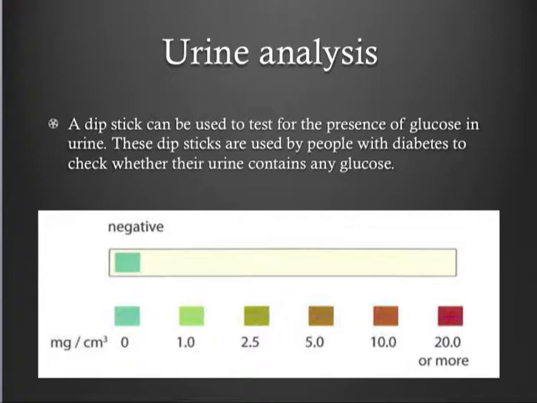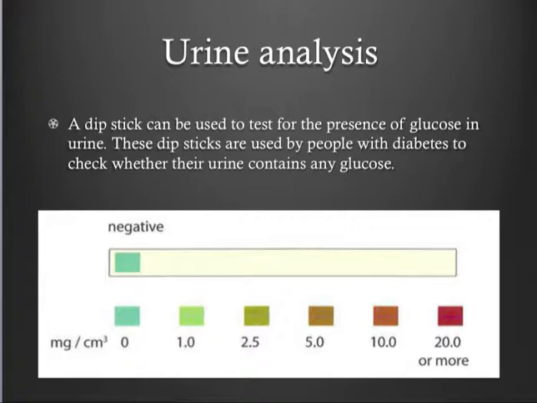Peroxidase catalyzes a reaction between hydrogen peroxide and a colorless chemical in the pad, and it will form a brown compound. The resulting color of the pad is matched against a color chart. The chart shows the colors that indicate different concentrations of glucose. The more glucose is present, the darker the color.